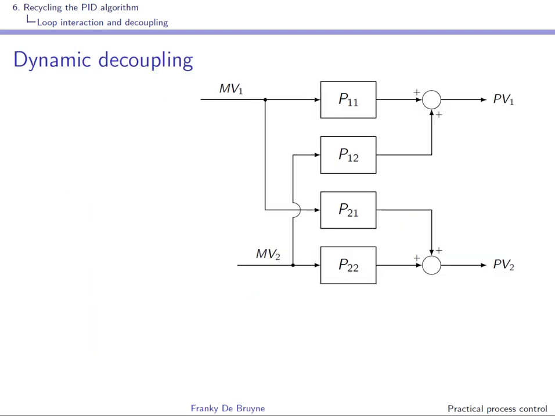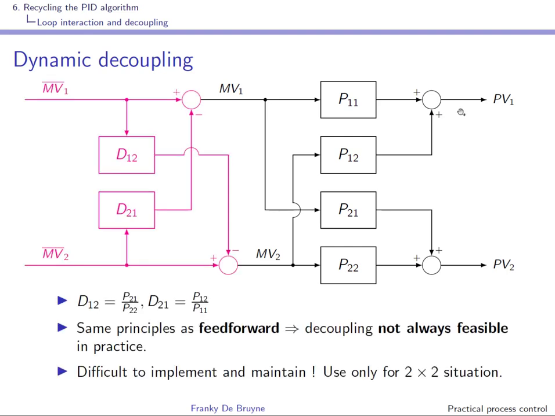Well, let us have a look at dynamic decoupling. We can see here that PV1 is linked to MV1, and we can see this influence from MV2 as a disturbance, right? So we can use ideas that are very similar to feed forward and implement a dynamic decoupling, that is this one over here. As with feed forward, the idea is to create a second influence path that will cancel the first one.